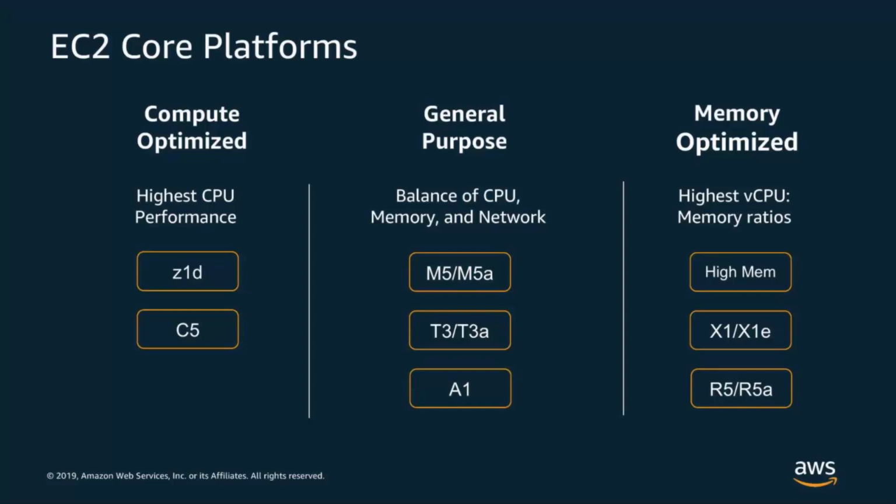General purpose category is where you get a balance of CPU performance. You'll get a balance of memory as well as network. And then memory optimized is where you get the highest vCPU to memory ratios in the EC2 family. Where we've launched AMD EPYC in our first wave is across our general purpose, specifically our M5 family and our T3 family. So this is our general purpose and our burstable instance types, as well as our memory optimized family.